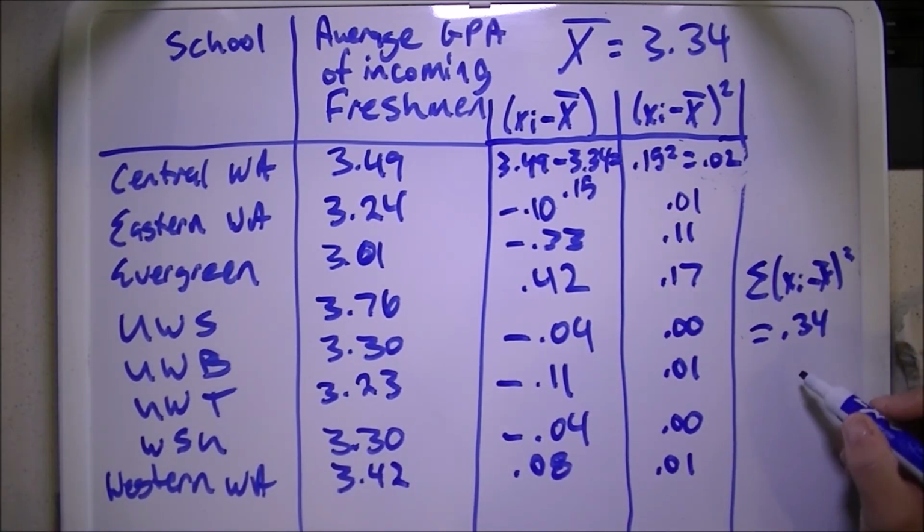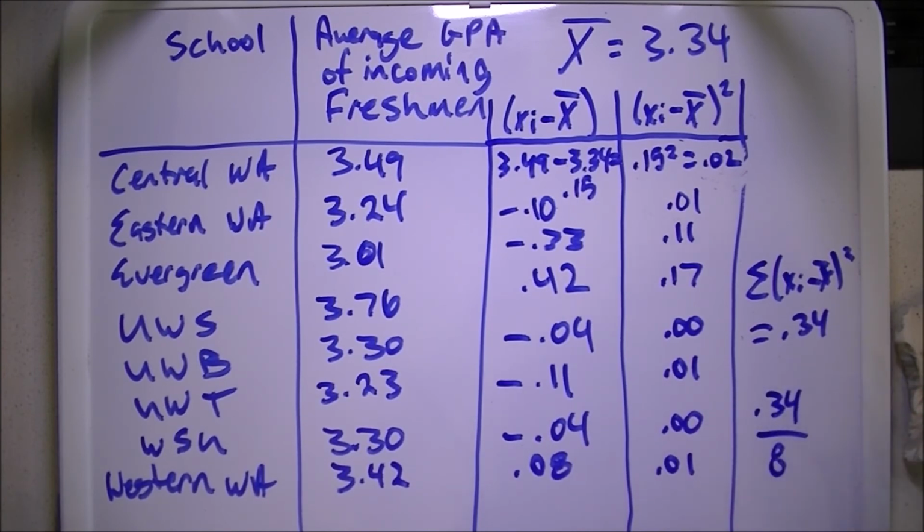So we divide 0.34 by 8, and that gives us 0.042. And obviously you're going to want more space than I have here. And the interesting thing is this 0.042 is the variance. So if you're only calculating variance, you don't need to go any further.